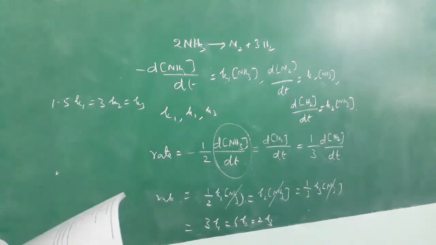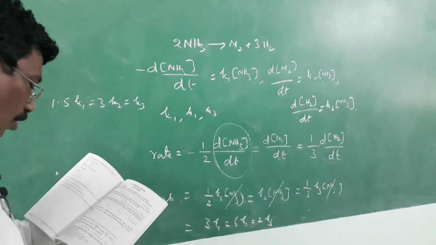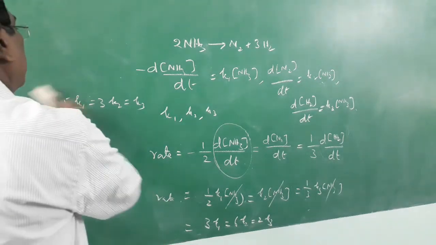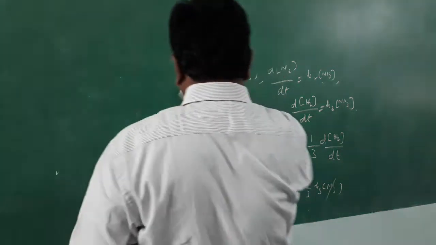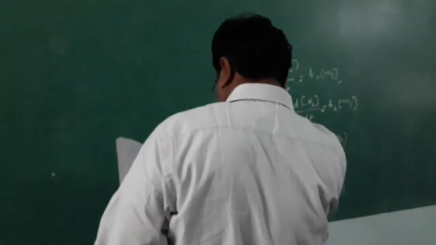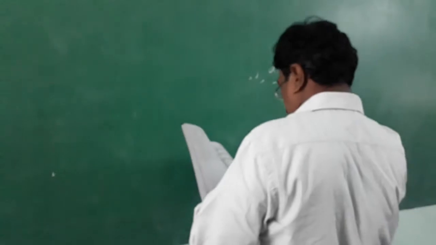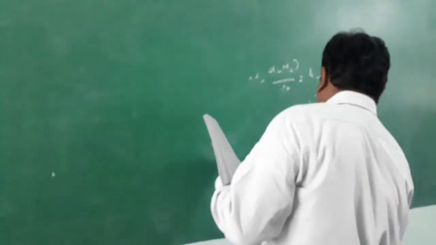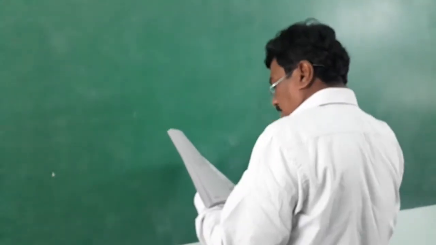The decomposition of phosphine on tungsten at low pressure is first order. It is a first order reaction. Decomposition of phosphine into phosphorus and hydrogen in the presence of the surface of tungsten is said to be first order at low concentration. What does it mean? This is because rate is proportional to surface coverage. Yes, rate is proportional to surface coverage.